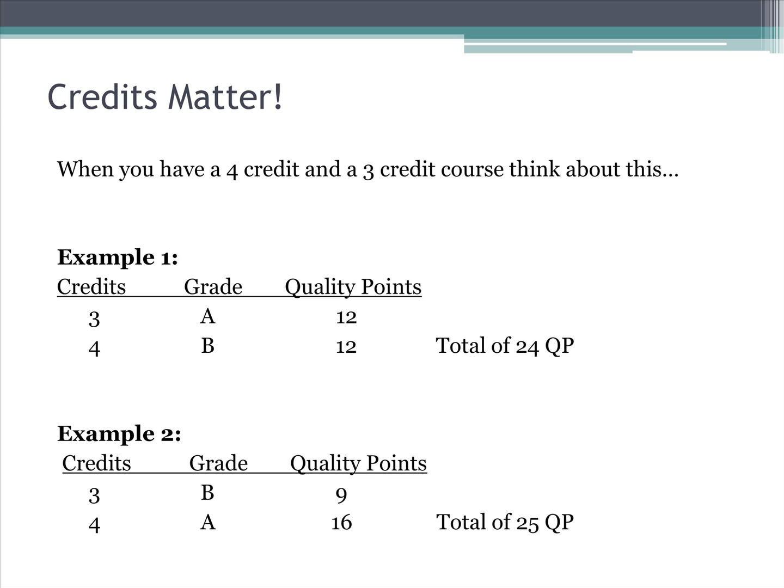Now look at example 2. The student got a B in a 3 credit hour course and an A in a 4 credit hour course. Here, one class has 9 quality points and the other has 16 quality points, for a total of 25 quality points. As you can see, an A in a 4 credit hour class is worth more quality points than an A in a 3 credit hour class. Keep this in mind when trying to raise your GPA.